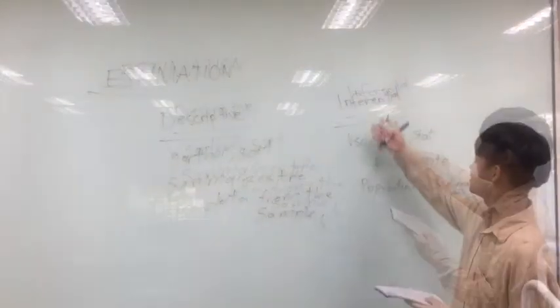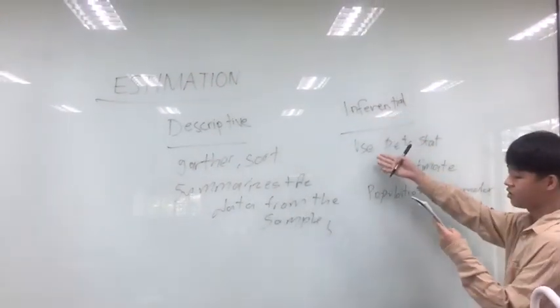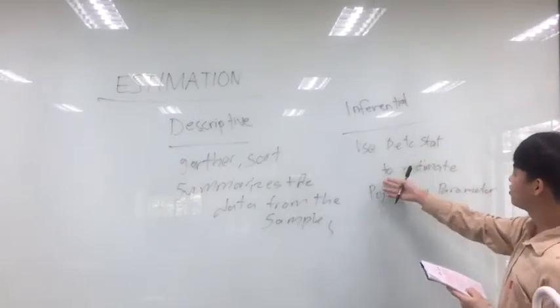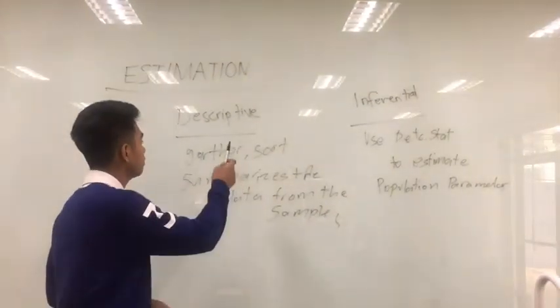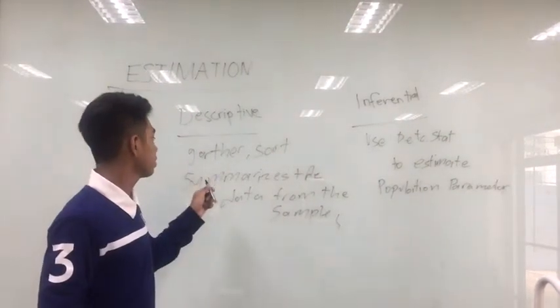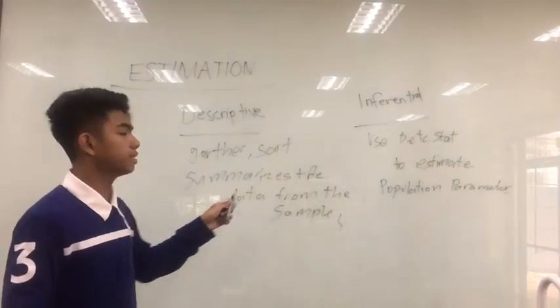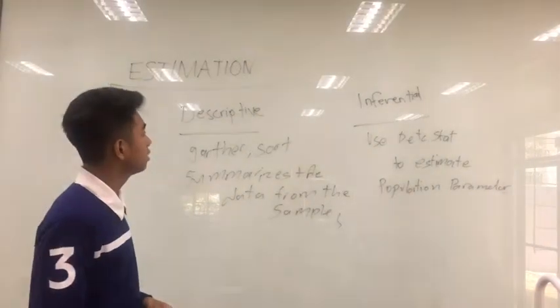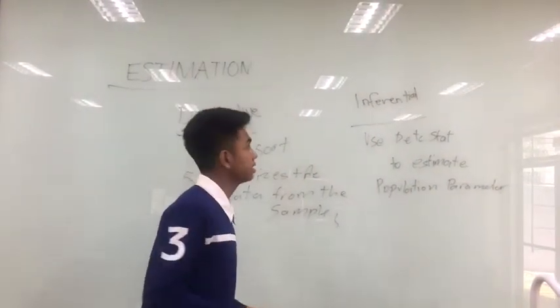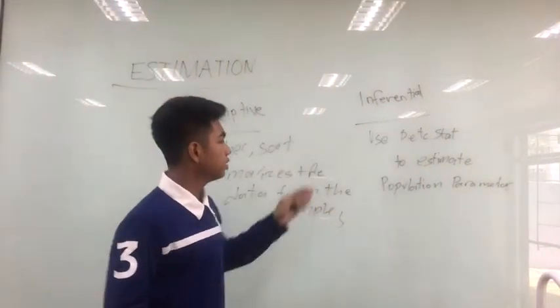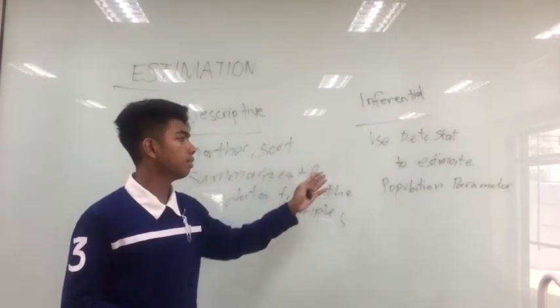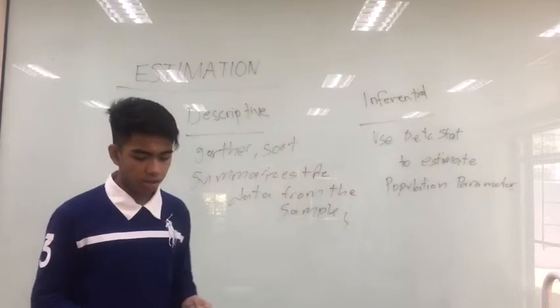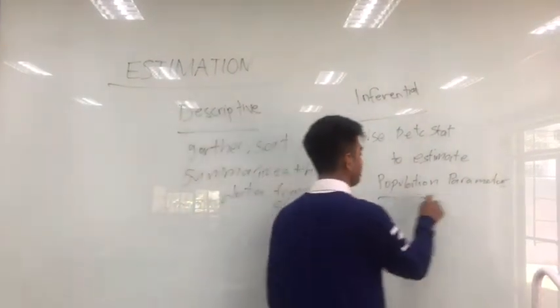So now, next is inferential. Inferential is using descriptive statistics to estimate the population parameter. So once again, descriptive is when you gather, sort, or summarize the data from the samples. As I said, statistics is samples. The next is inferential. It uses the descriptive statistics to estimate the population parameter.